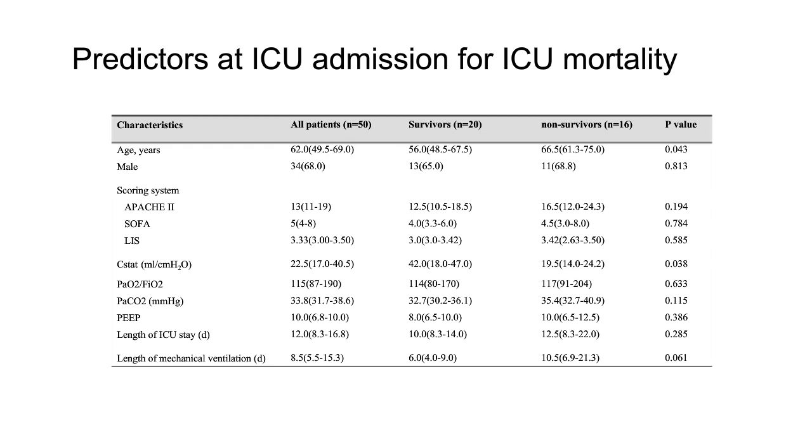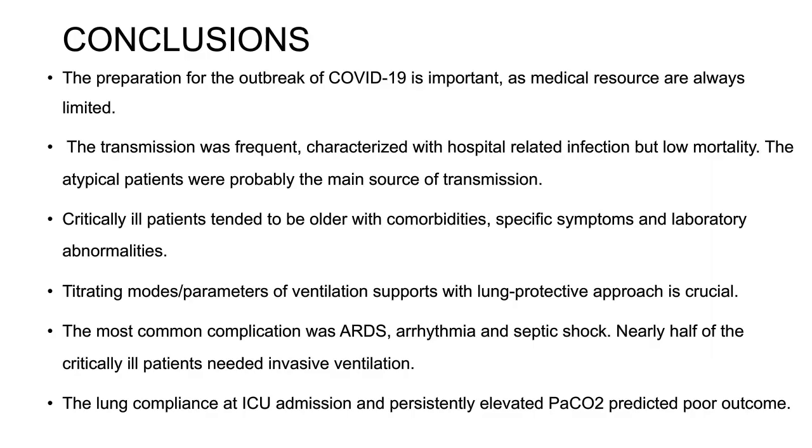So here I would summarize the content I talked about. The preparation for the outbreak is important as the medical resources are always limited. The transmission was frequent and characterized by hospital-related infection. The atypical patients were probably the main source of the transmission. Clinically ill patients tend to be older with more comorbidities and lung abnormalities. How to treat the models of the ventilation support with a protective approach is very important.